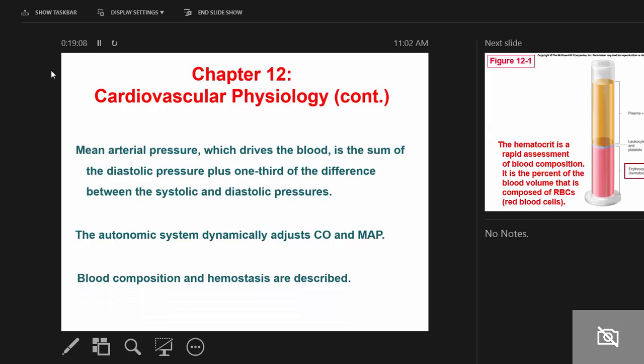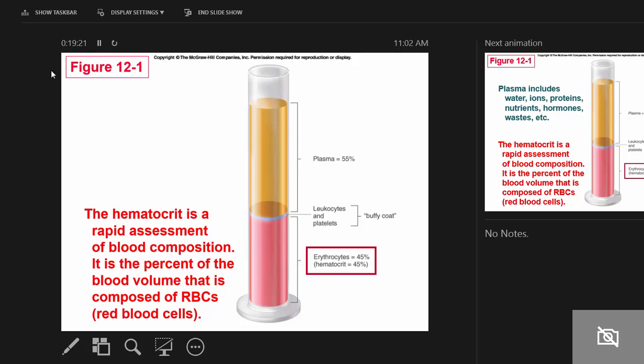Okay. Blood composition and hemostasis are described. We're not going to talk too much about blood composition. You do it in Physio X. It will show up on your exam, but as it relates directly to Physio X. So we're going to skip those portions. But we're going to talk a little bit about this.